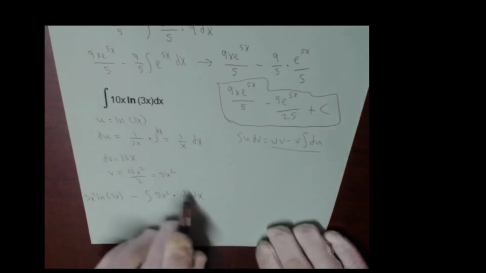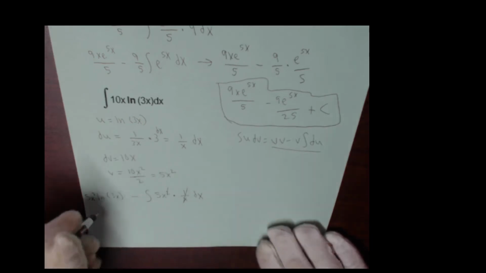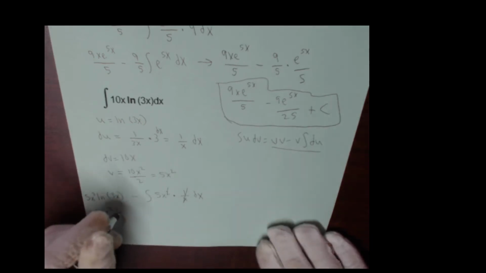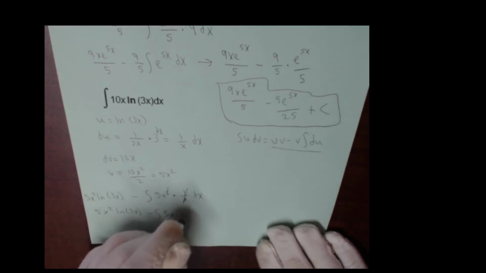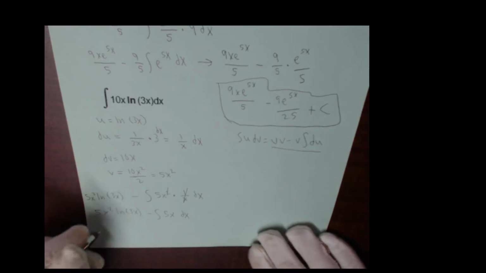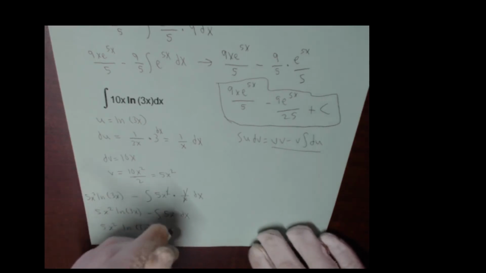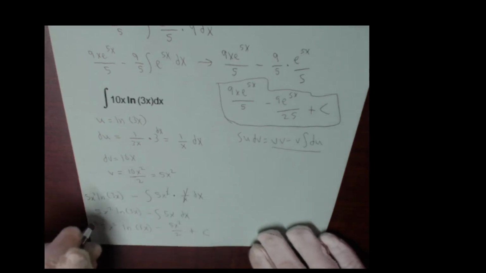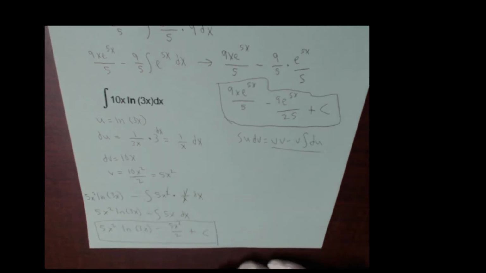Notice that this is a much simpler integral. In fact, the 1 over x and the x squared even cancel. So we get 5x squared ln of 3x minus the integral of 5x dx. Happy days. That's going to be 5x squared ln of 3x minus 5x squared over 2 plus c, and we're done. Okay, and so that's the answer.